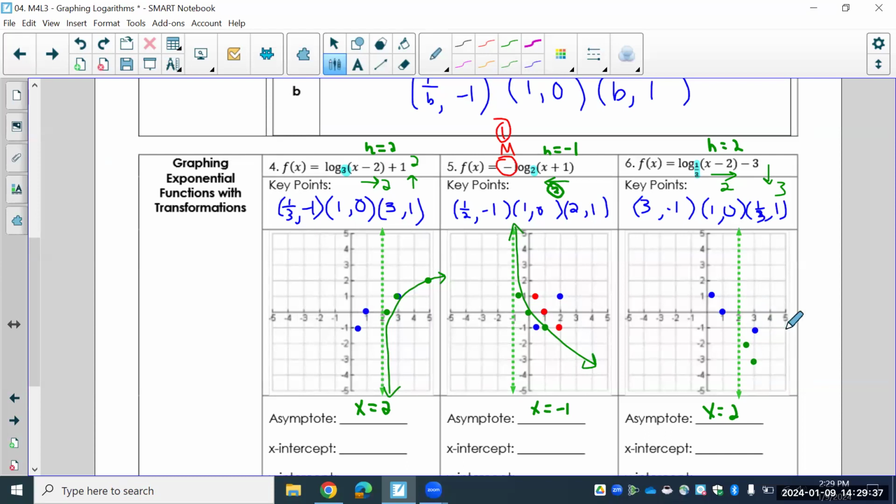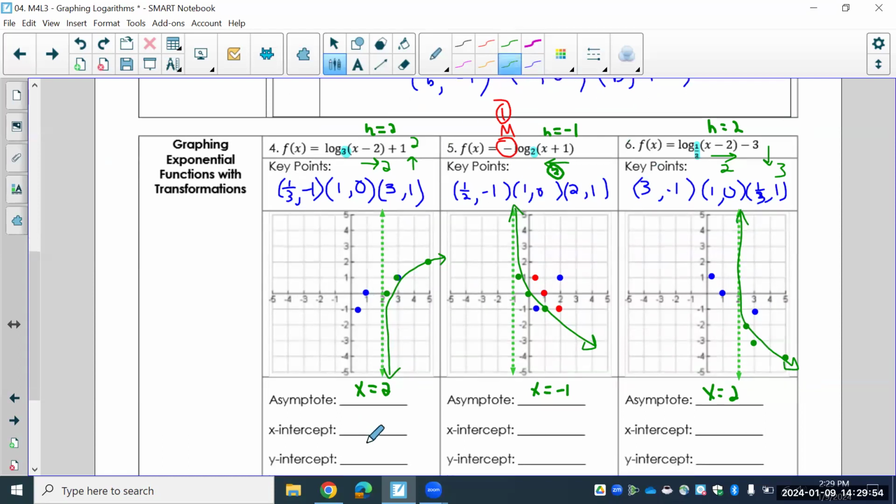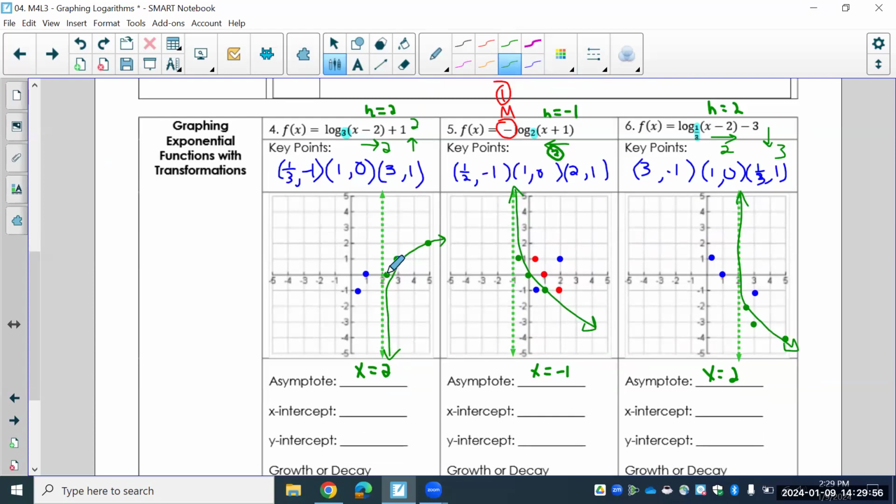And then right 2, 1, 2, and then down 3, 1, 2, 3, and there is our graph. Okay, so looking at this, the easiest thing to identify is going to be the asymptote. We already did that. The next thing would be to look at the intercept, and this can be a little confusing. Like, where is this dot? It's kind of hard to tell.